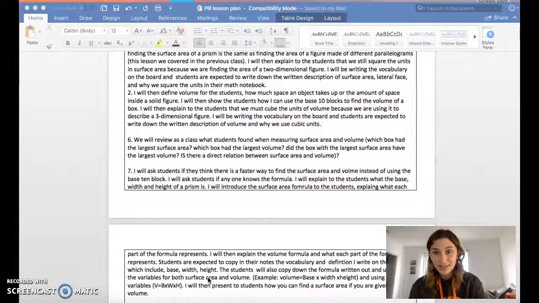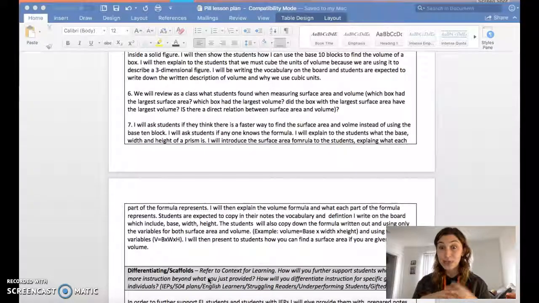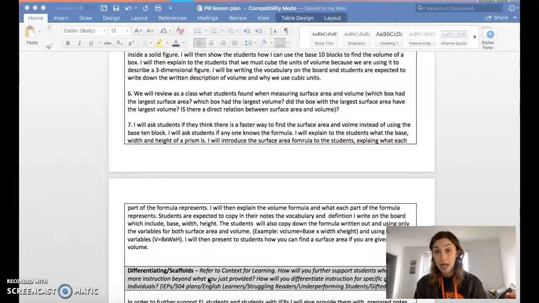Then students are going to have a second activity where they build their own 3-dimensional prism, using graph paper to represent each unit, or technically the base 10 block. I'm going to give them a particular volume to work with, which in this case is going to be 150 centimeters cubed, and they're going to have to find 2 different surface areas that would work for that volume.